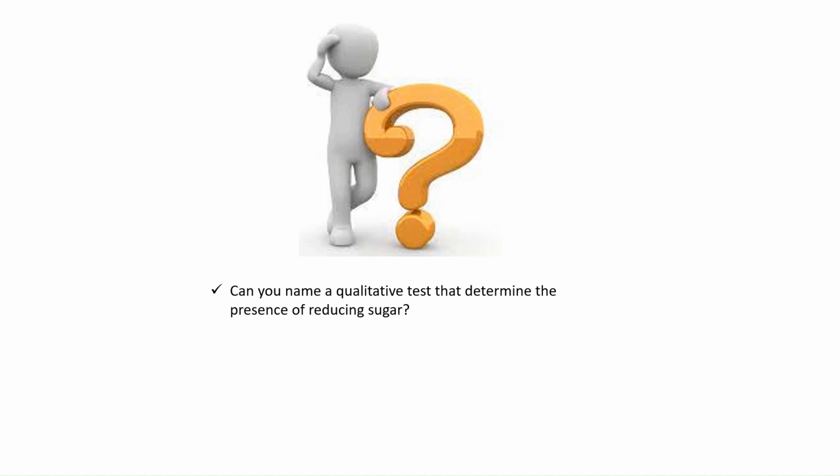Can you name a qualitative test that determines the presence of a reducing sugar? Monosaccharides are reducing sugars. We perform one test to determine the presence of reducing sugar. You have to name that qualitative test. Do let me know in the comment section.